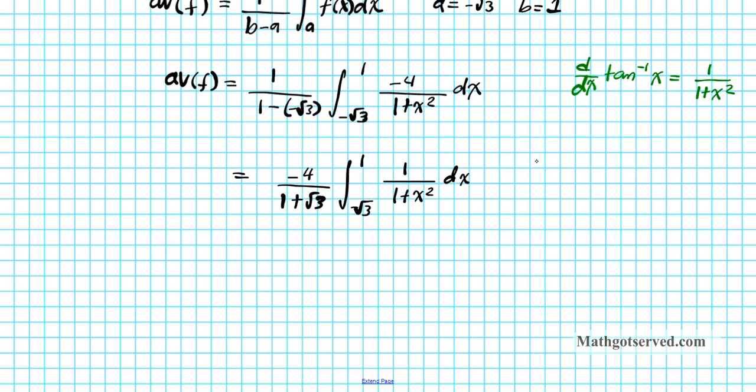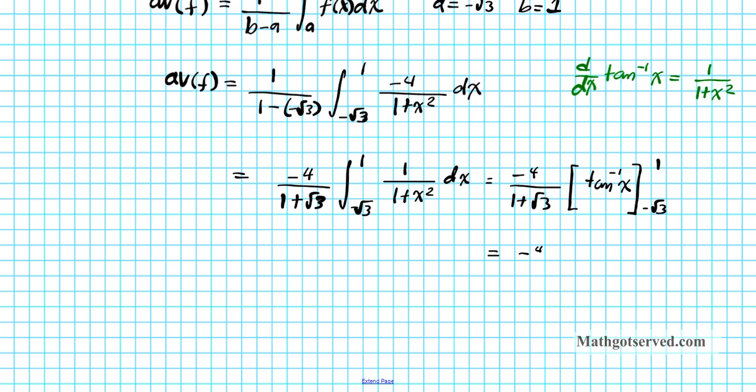Alright, so we're going to apply that here. This is going to become negative 4 over 1 plus root 3 times the inverse tan of x, evaluated from negative root 3 all the way to 1. Okay, we're using FTC part 2 here. Evaluate the antiderivative of this function at these limits, the difference of those limits.